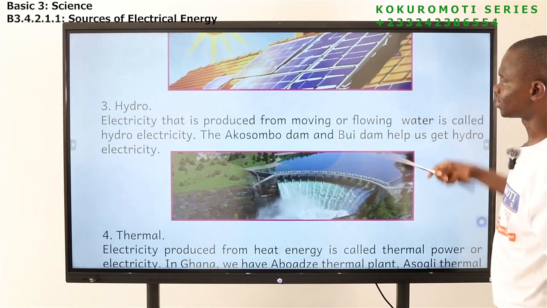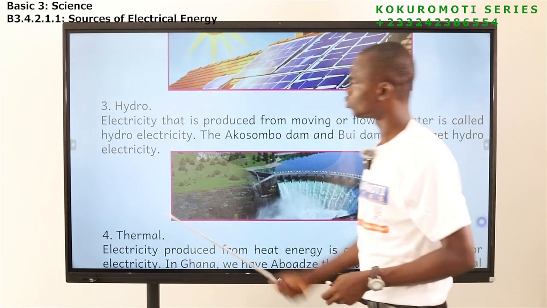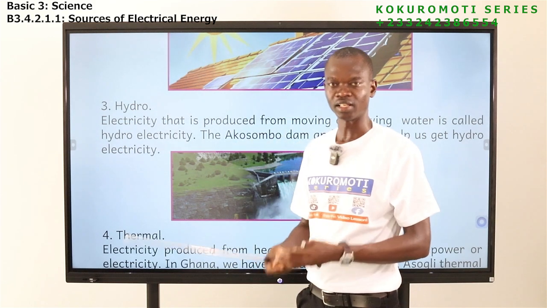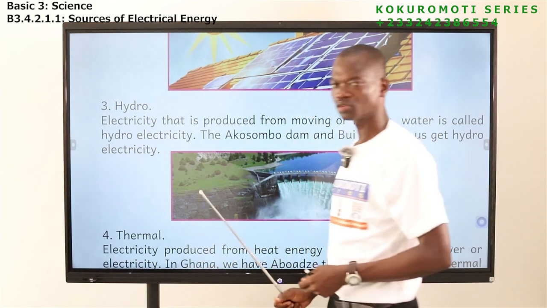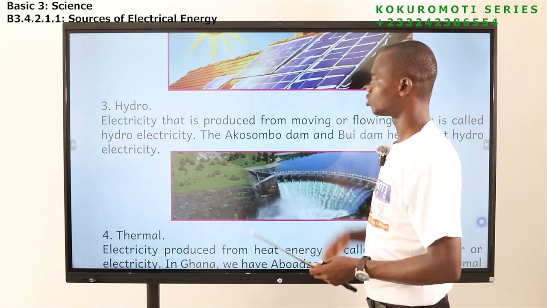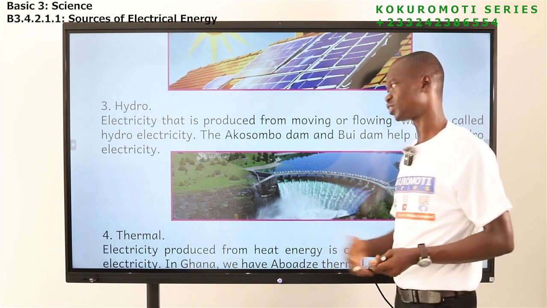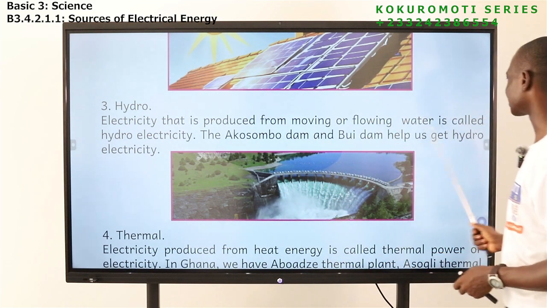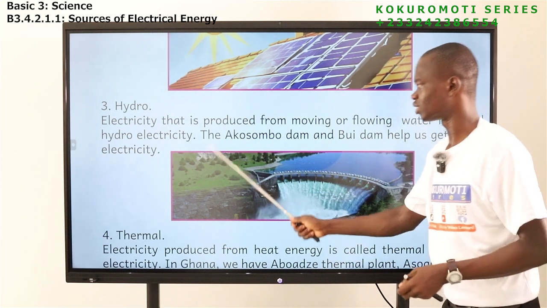You can see it in places. The next one is hydro. Hydro is another source of electricity. I have explained to you that hydro is all about water. It is the use of water to generate electricity. The electricity that is produced from moving or flowing water is called hydroelectricity.